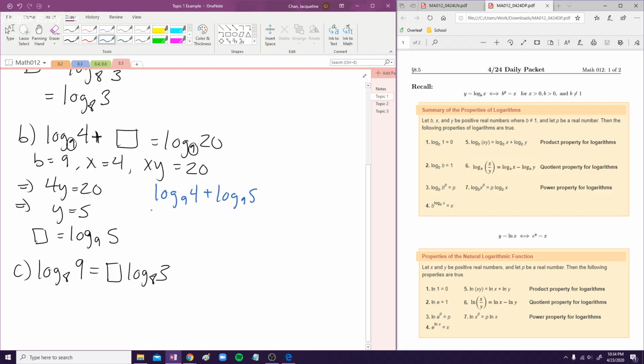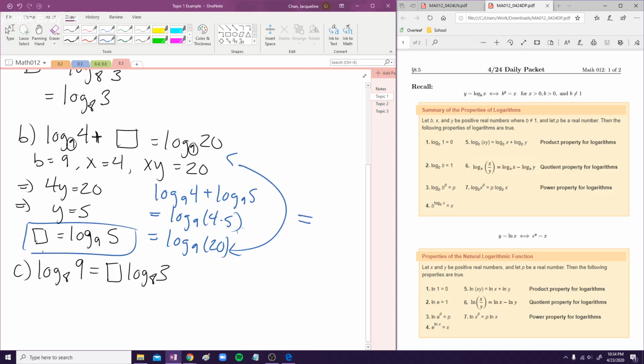So again, using the product property, we have the same bases. So then we can multiply the 4 and the 5. So what does this equal? This equals log base 9 of 4 times 5, and this is log base 9 of 20. These right here, they are equal. Since they're equal, we know that this is our answer, right?